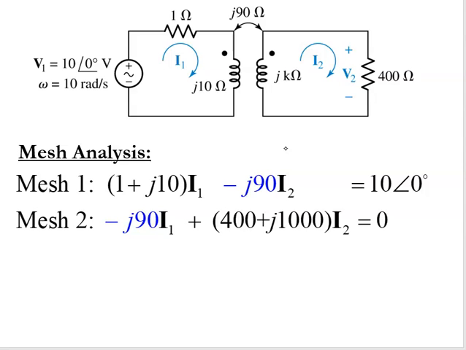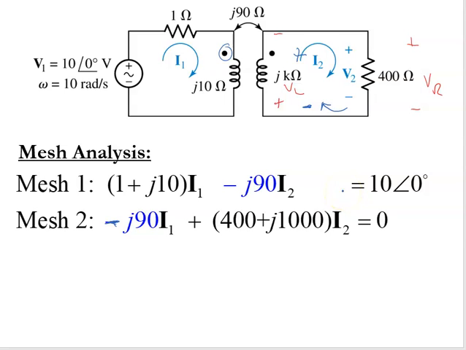So again, hopefully you got the mesh 2 equation. There was no voltage source over here. We had I2 flowing in the positive direction, what we're calling positive voltages of plus minus VL, plus minus VR. That's our (400 + j1000) I2. But if we look at that mutually induced voltage due to I1, it created the positive reference up here. So when we're going in this direction, we're going into the negative terminal. So that's a minus j90 I1. So these are our two mesh equations.